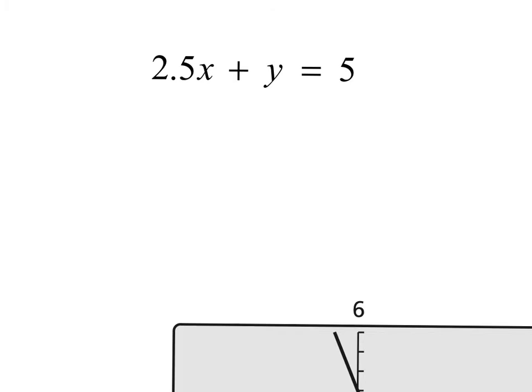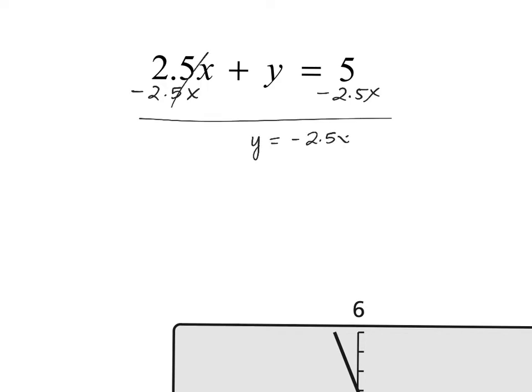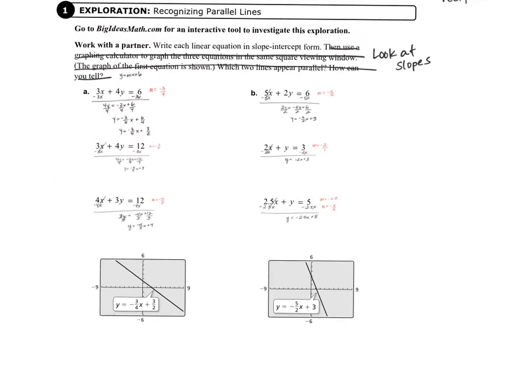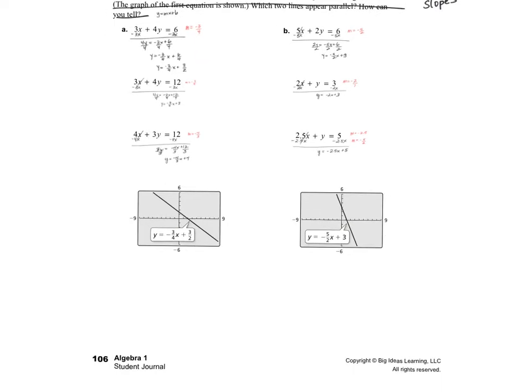Next up, minus 2.5x, minus 2.5x. Y equals negative 2.5x plus 5. So my slope is negative 2.5, which in fraction form is going to be what? Negative 5/2. Is that right? 2 goes into 5 two times, and then 10. Yep. All right.